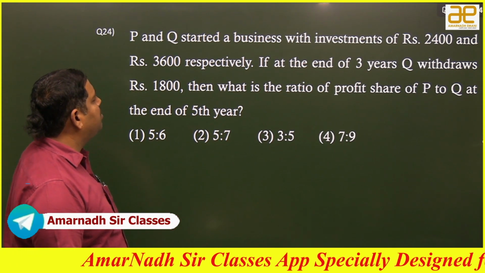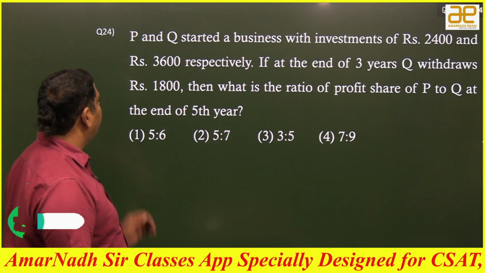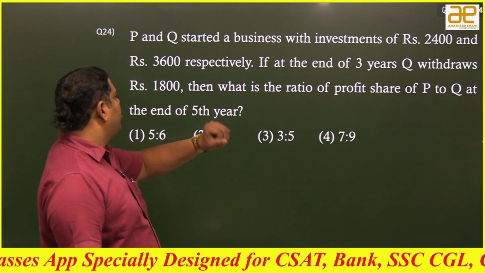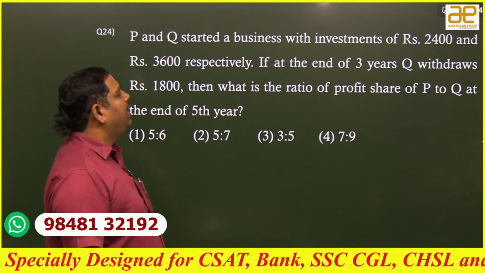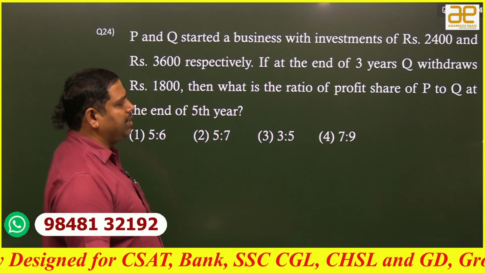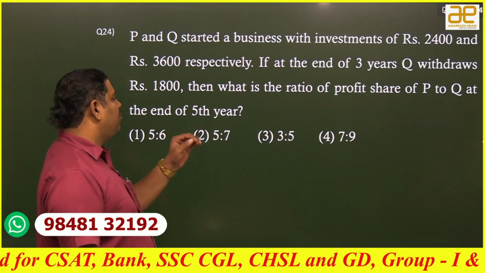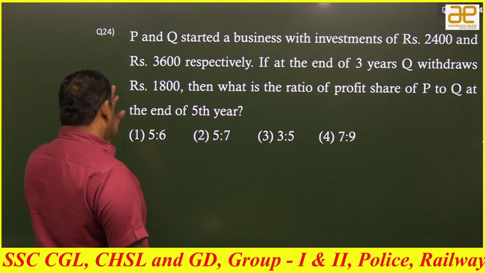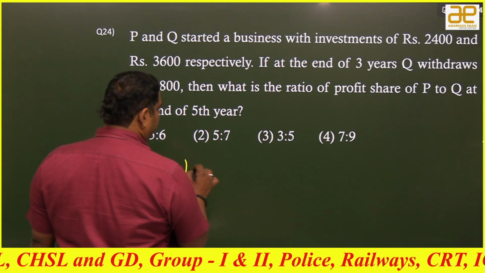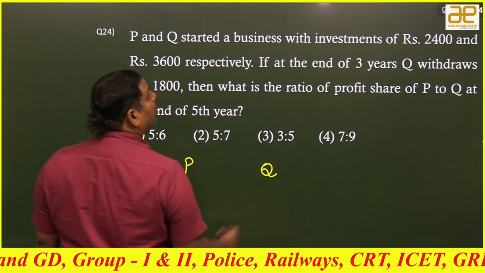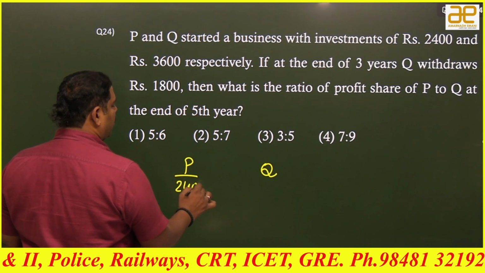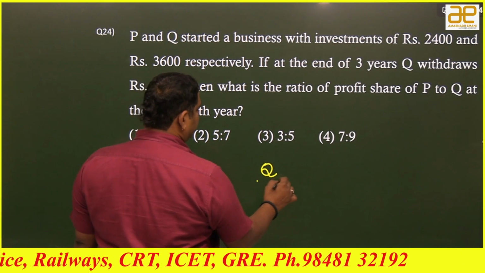P and Q started a business with investments of 2,400 and 3,600 respectively. If at the end of 3 years, Q withdraws 1,800, then what is the ratio of the profit shares of P to Q at the end of 5th year? So if you observe, P and Q started the business. P invested 2,400, whereas Q invested 3,600.